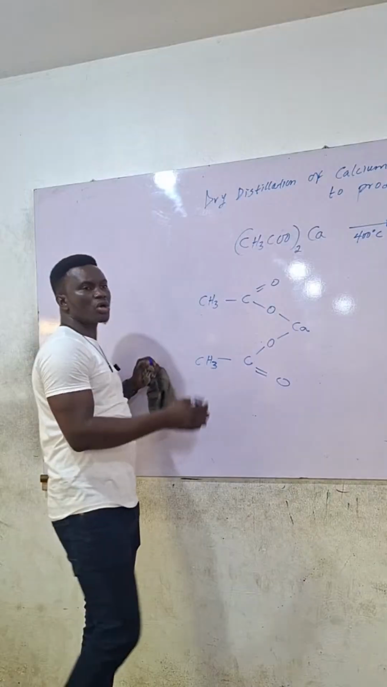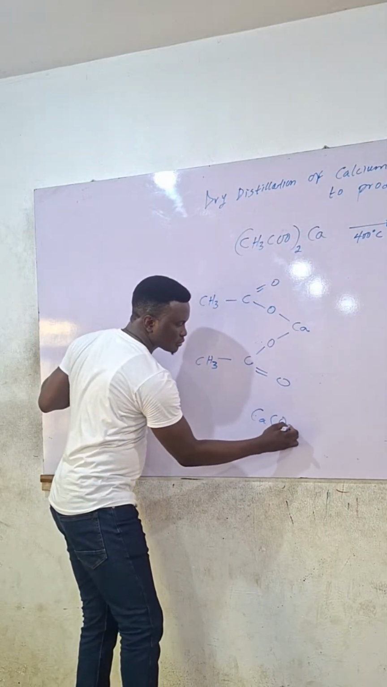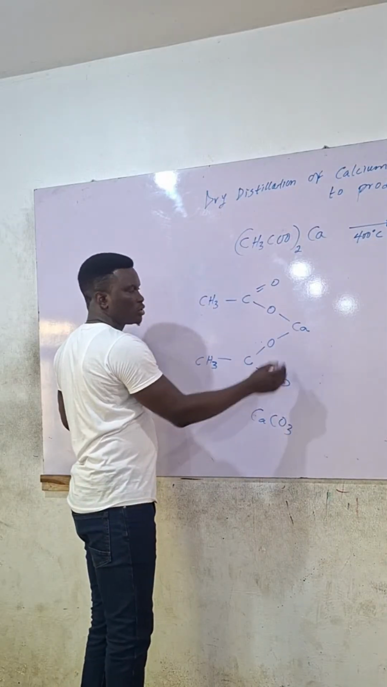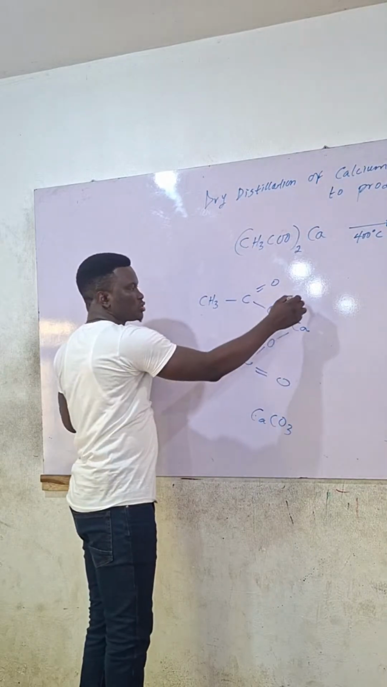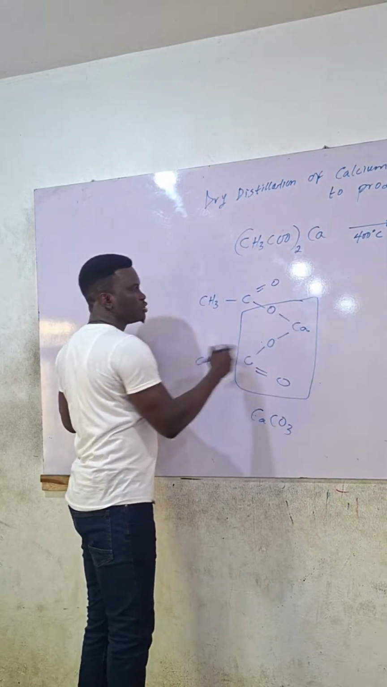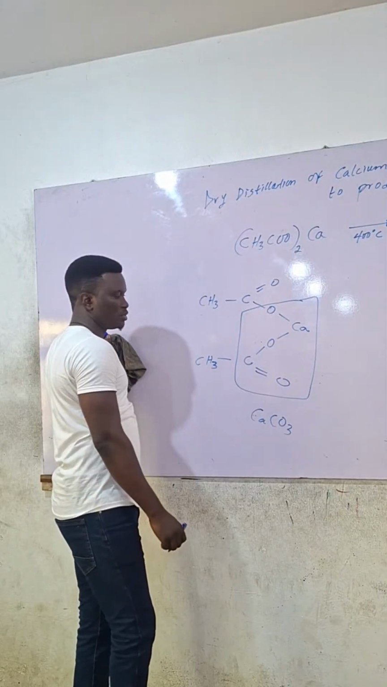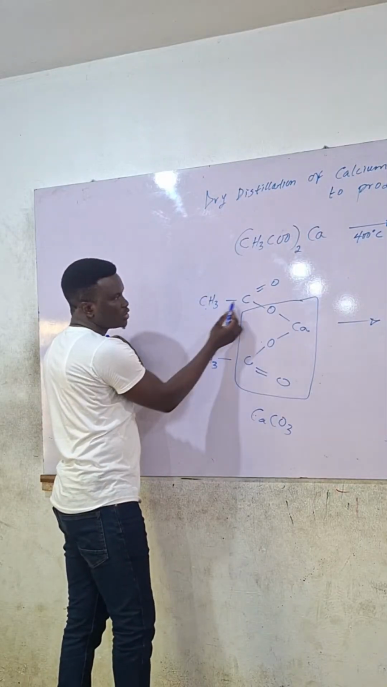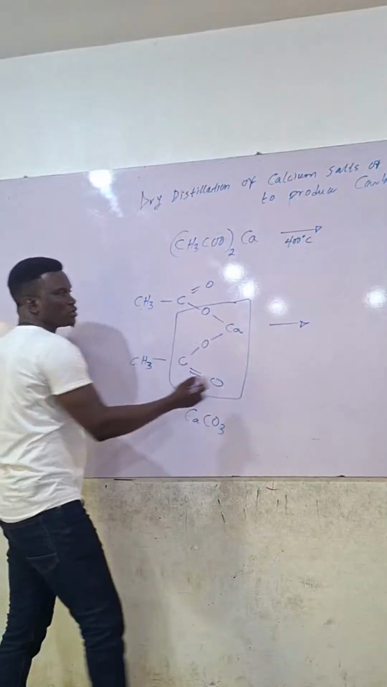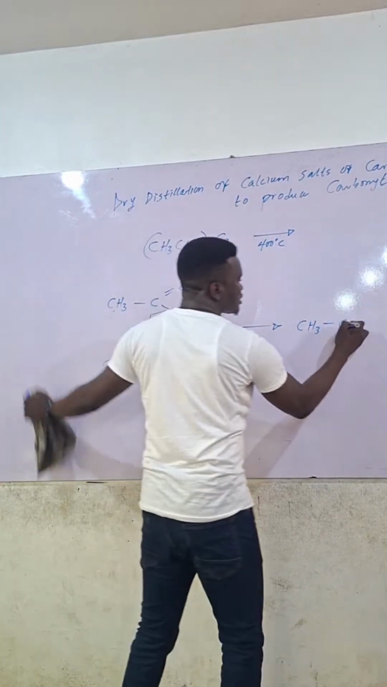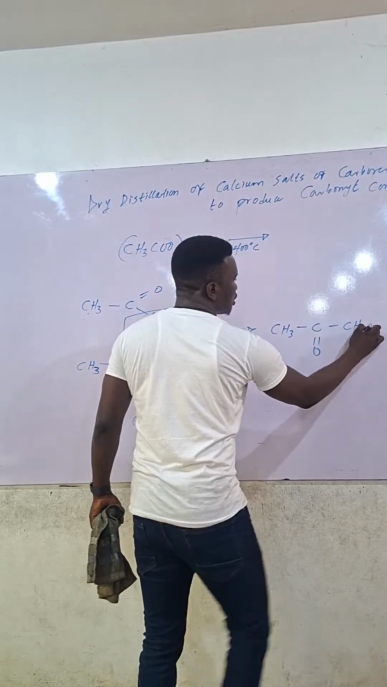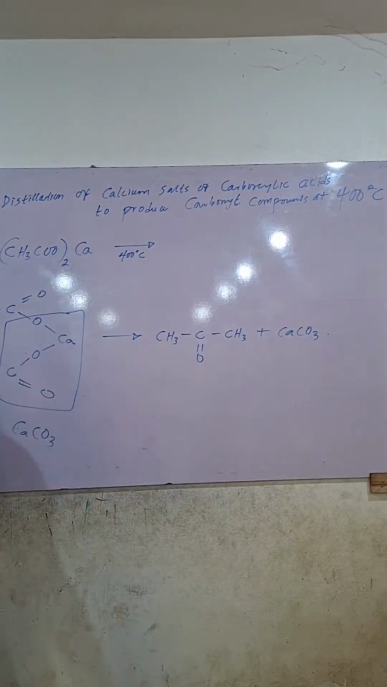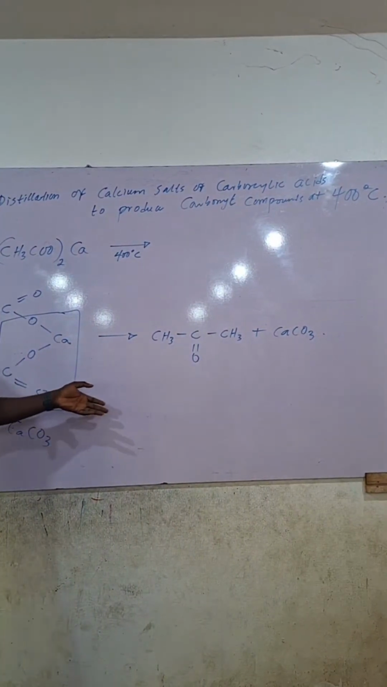So dry distillation will help you to remove CaCO3. You can remove CaCO3, anyone. When you remove CaCO3, you then join what is left. So after removing CaCO3, what will I have left? CH3, C double bond O, CH3. So I'm going to have CH3COCH3 plus CaCO3. So what did I produce? Propanone. Did you get that?